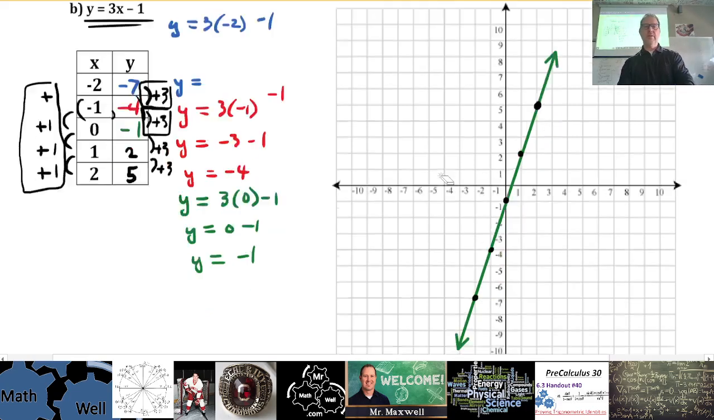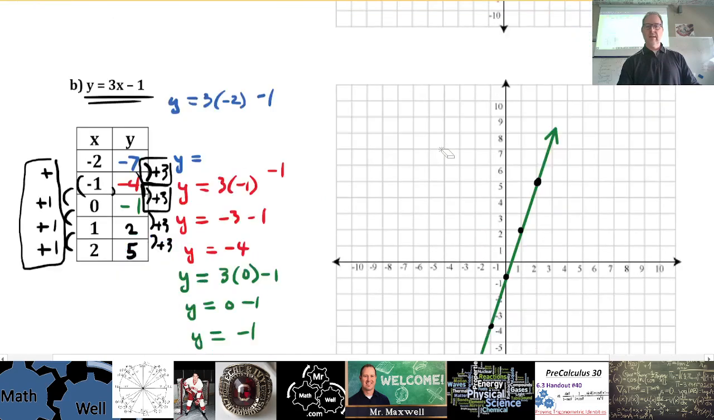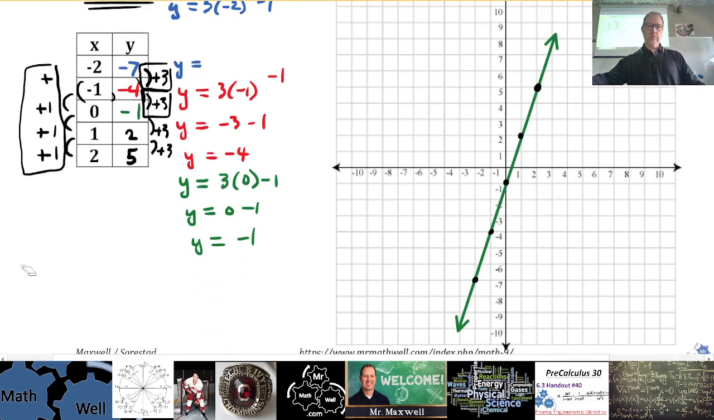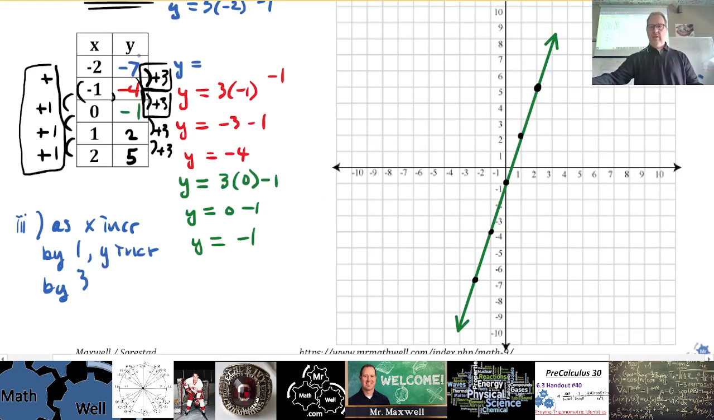The description of this one for point 3, let's talk about that. So we'll write that down there real quick. As x increases by 1, y increases by 3. So if you go over 1, you go up 3. The same could be said in the opposite order. As y increases by 3, x increases by 1. You could say it that way too. I usually start with the input variable first, but you can start with the y variable.